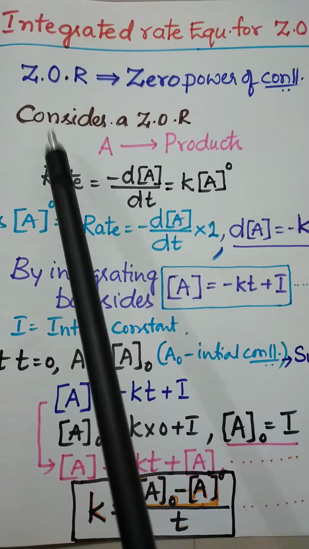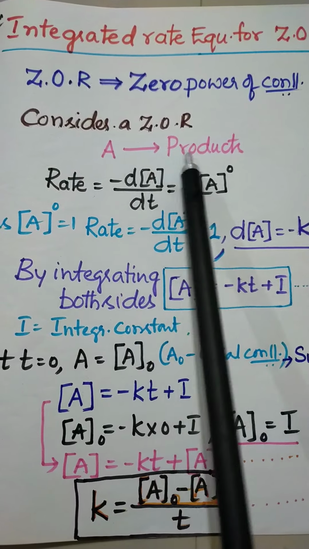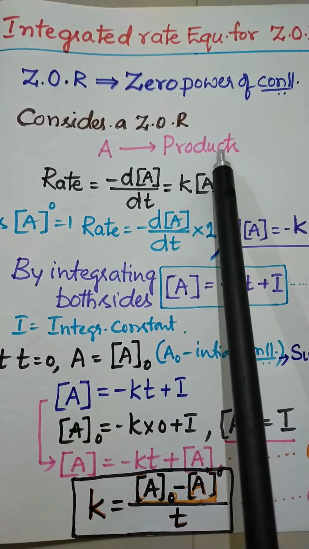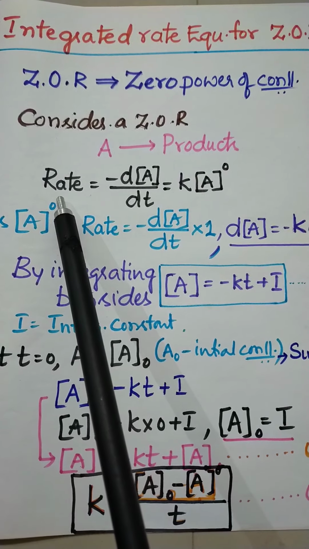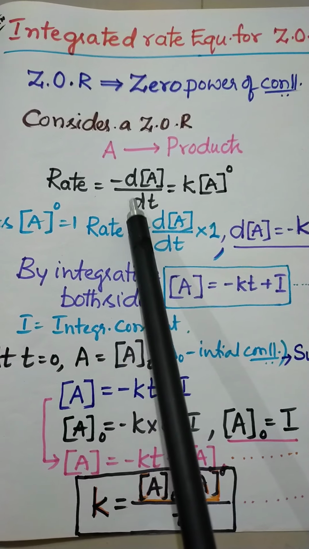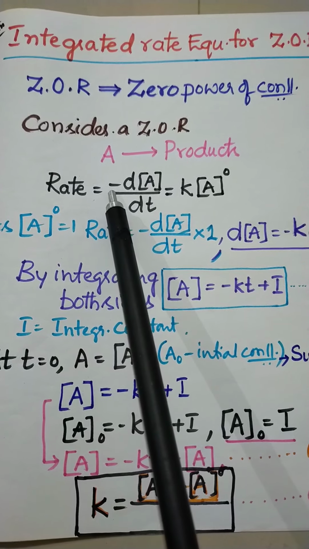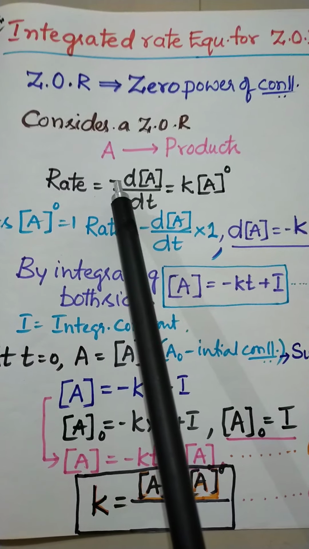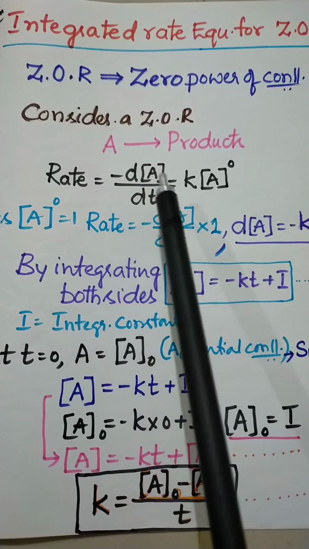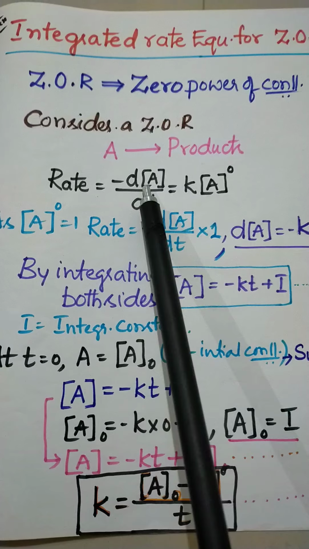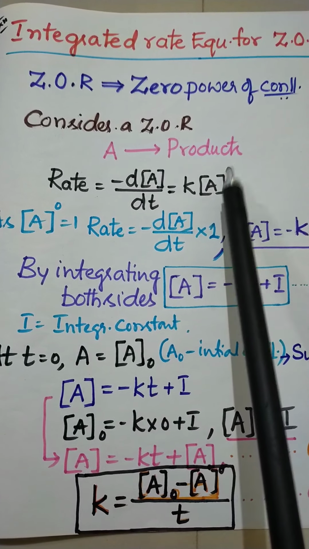Consider any zero order reaction, that's A gives rise to products. According to rate law, rate is equal to minus dA by dt. This is the negative sign because the concentration is decreasing. Minus dA by dt is equal to k times concentration raised to the power 0, because of zero order reaction.